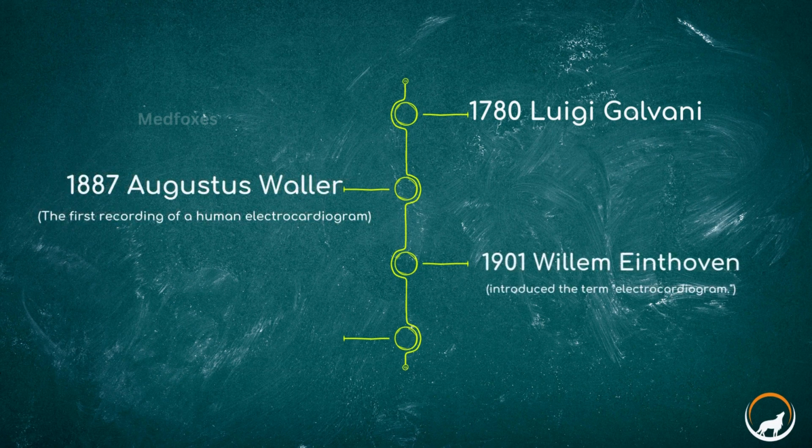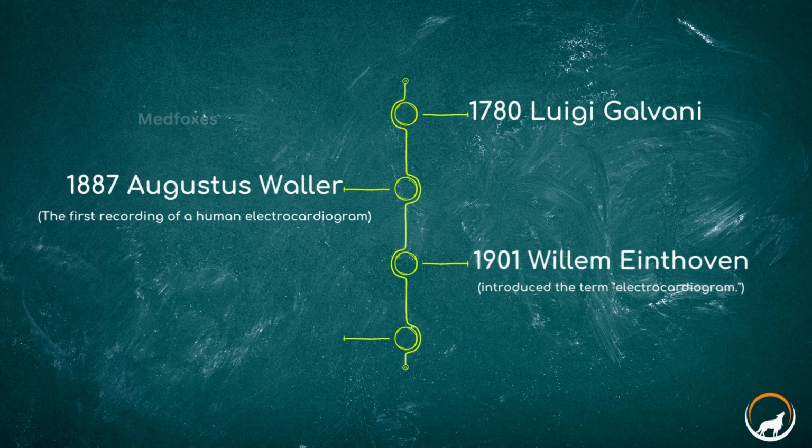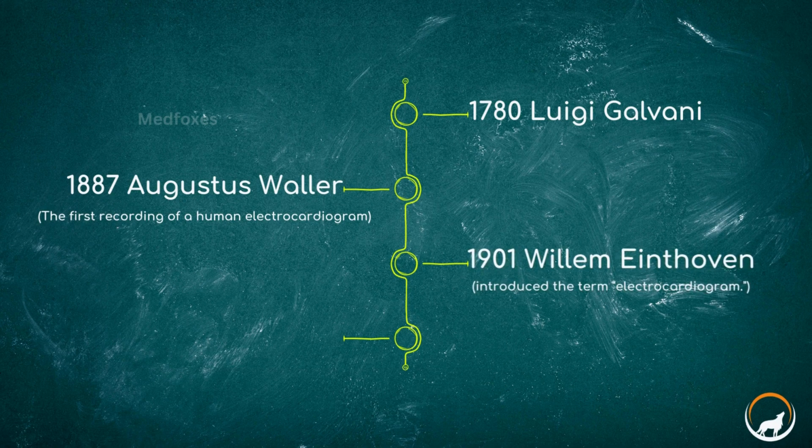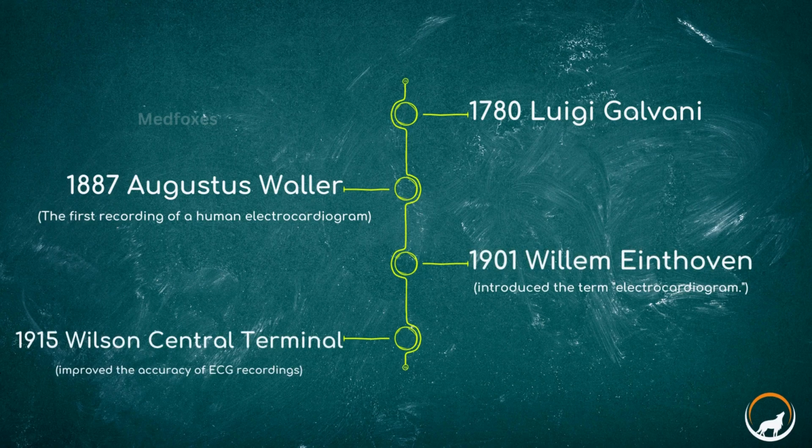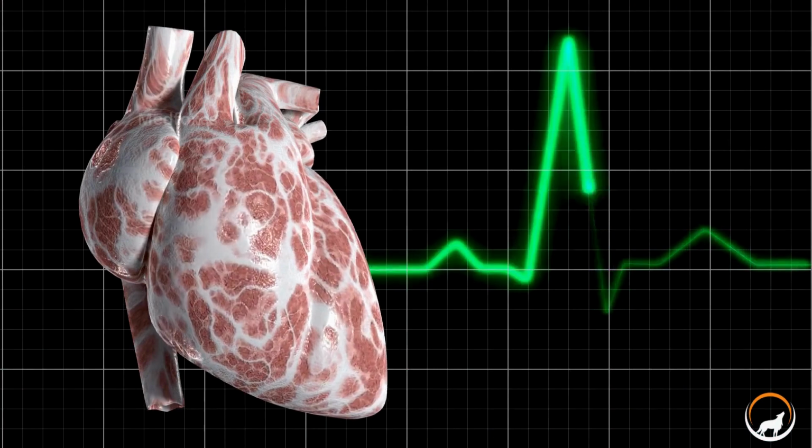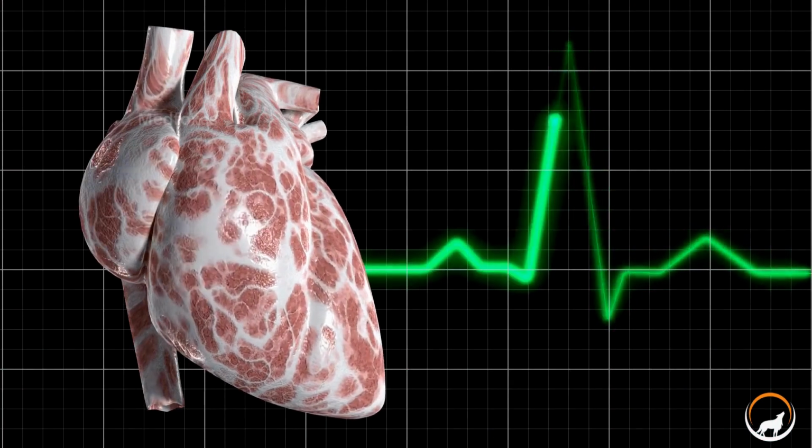In 1901, Willem Einthoven introduced the term electrocardiogram. Einthoven's invention allowed for more accurate measurements and paved the way for the clinical application of ECG. In 1915, the Wilson Central Terminal system involved connecting the patient to a fourth limb lead, which improved the accuracy of ECG recordings. Over the years, advancements in ECG technology continued.